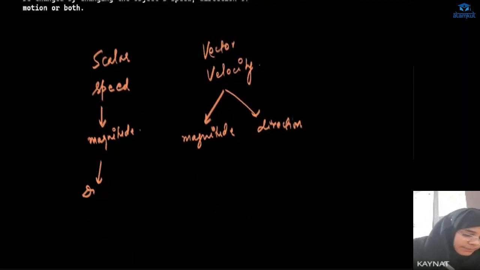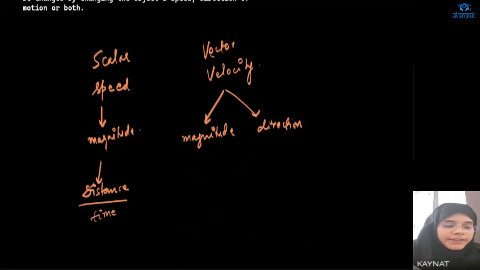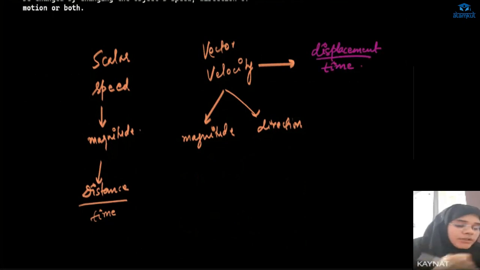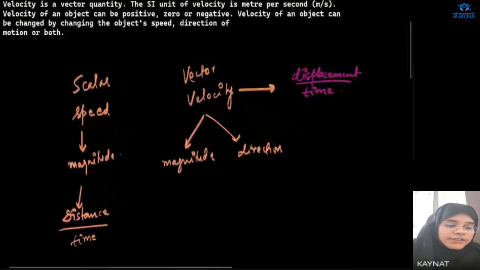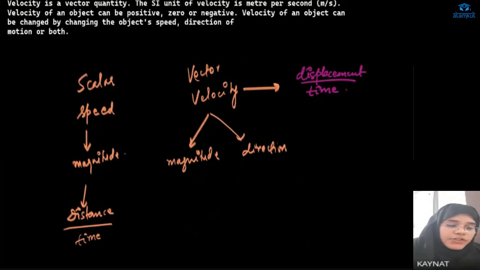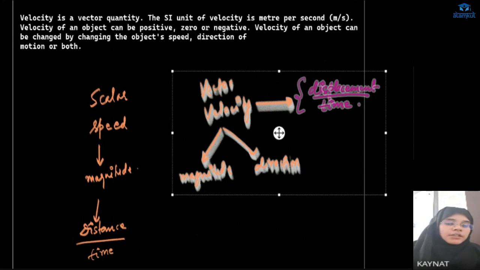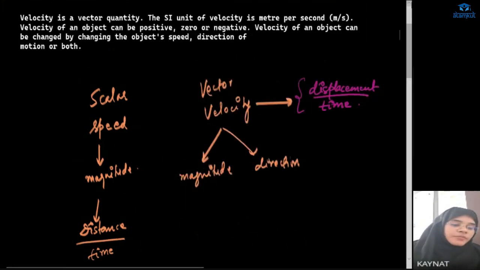So here, speed was what? Speed was distance upon time, the ratio of the distance covered to the time taken. But velocity is displacement upon time. Displacement is also a vector quantity. It also has magnitude and direction. So velocity will be the ratio of the displacement covered by the object to the time taken. So this is the formula for velocity.